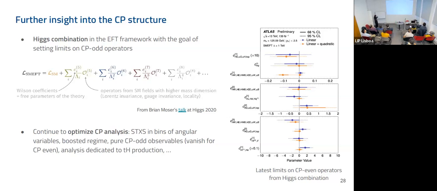And then another thing that I think is important is to continue to optimize CP analysis. And here there are multiple ideas or multiple things that we can do. We can do something similar to STXS, but in bins of angular variables or some other variables that are sensitive to CP, and we can agree between the different channels and between theory and experiment. And so we can express the results in a more consistent way. And then, of course, we can use this as input to this CP-odd combination that I mentioned.